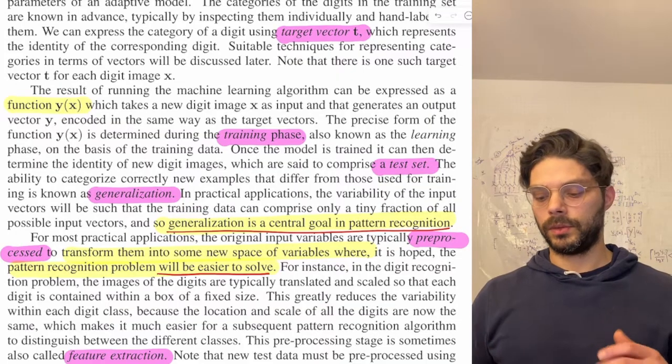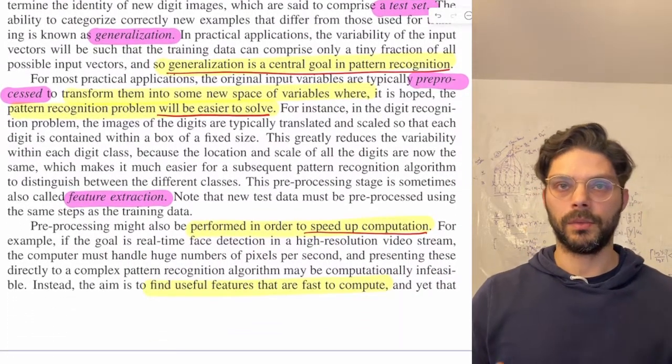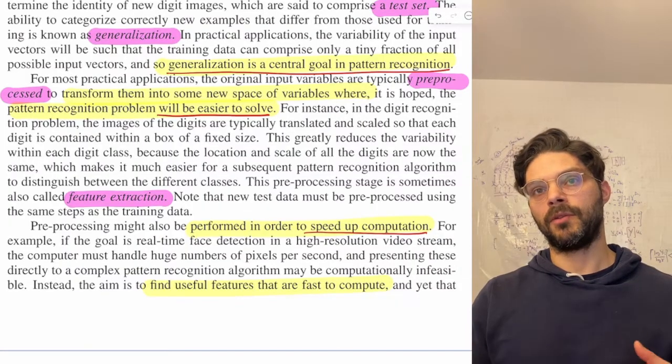Okay, so the next step. Once you're trying to build one of these systems, there's often a step of pre-processing the data.